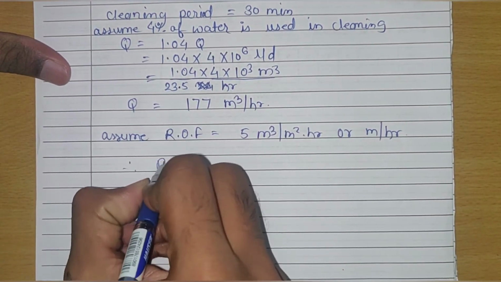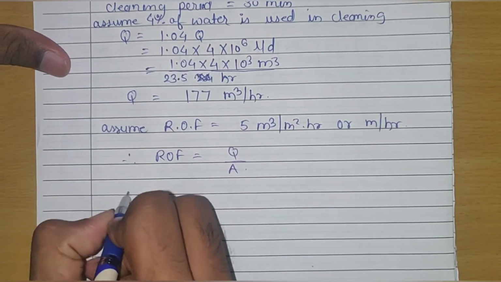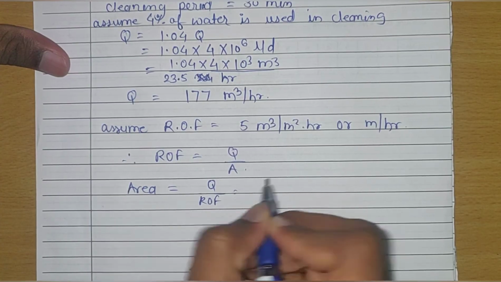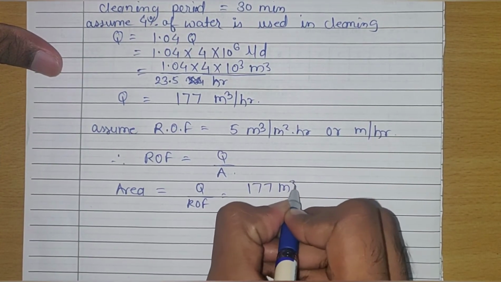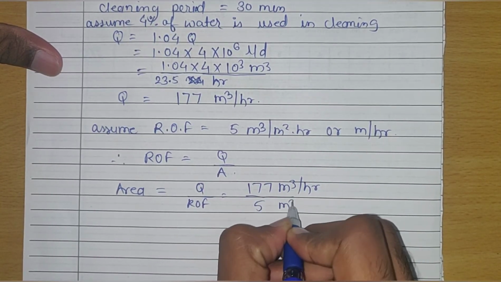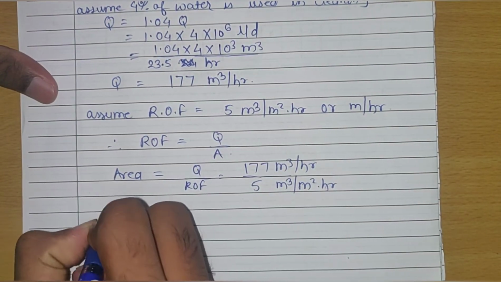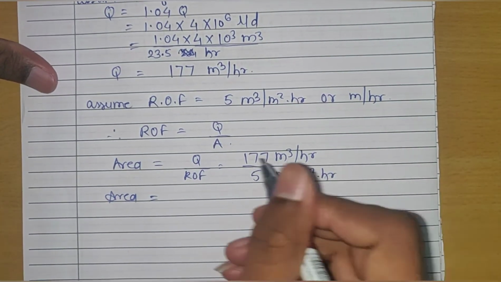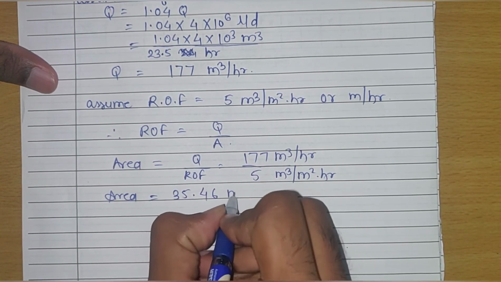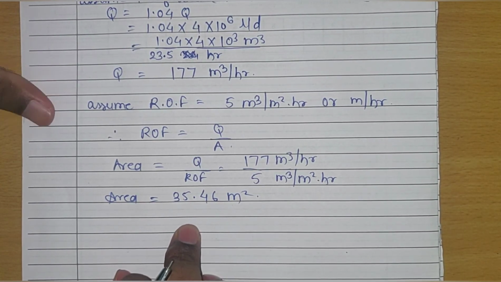We know that the formula for rate of filtration is Q upon area. So area is equal to Q upon rate of filtration. Q is 177 meter cube per hour, and the rate of filtration is 5 meter cube per meter square per hour. So after calculating this, you will get area as 35.46 meter square. This is the area of rapid sand filter, or this is the surface area of the rapid sand filter. That means the plan area.